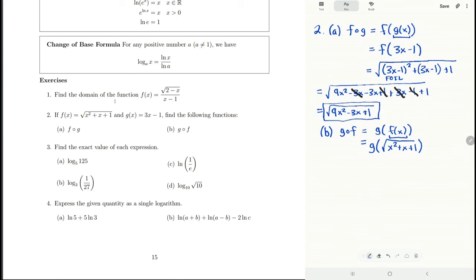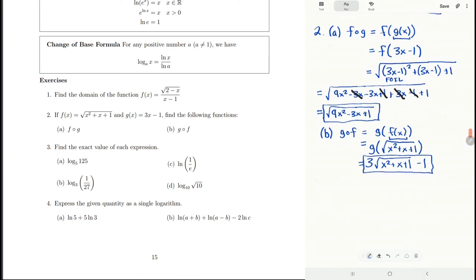And now we want to evaluate g at the square root of x squared plus x plus 1. So wherever we see the x in the function g, we will replace it with the square root of x squared plus x plus 1. So we have 3 times the square root of x squared plus x plus 1 minus 1. And so this is our g composed with f.